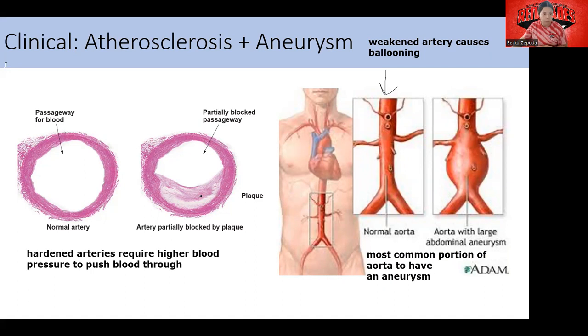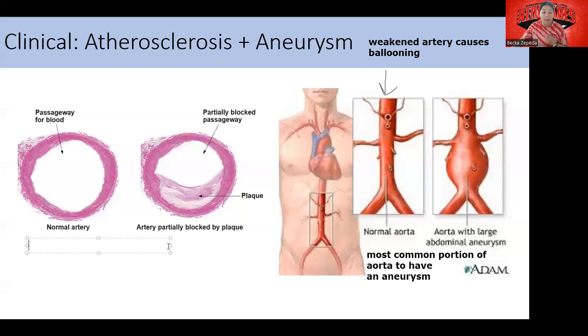Symptoms of an abdominal aneurysm, and you should call it an abdominal aortic aneurysm. I'll write that up here. This is an abdominal aortic aneurysm. So the common symptoms.